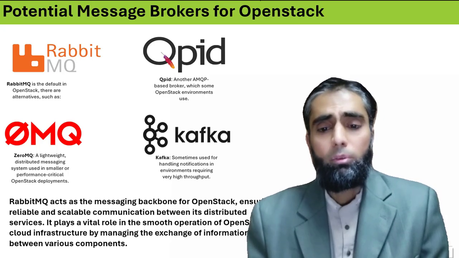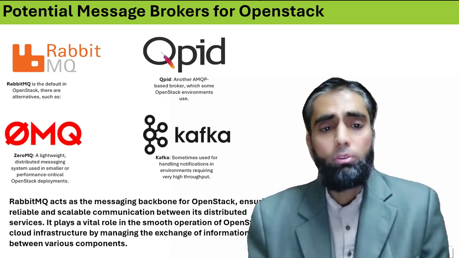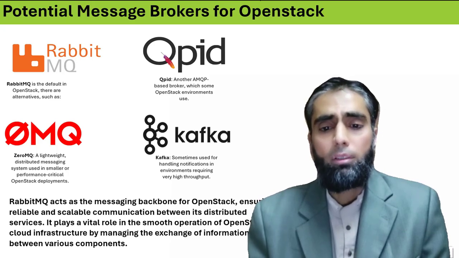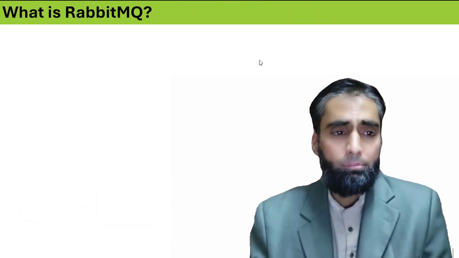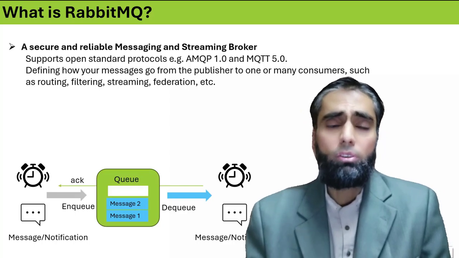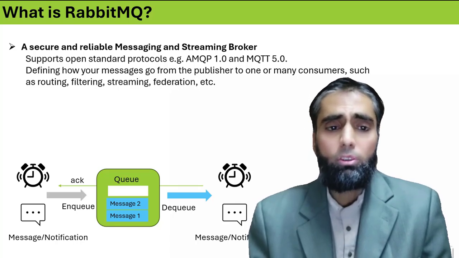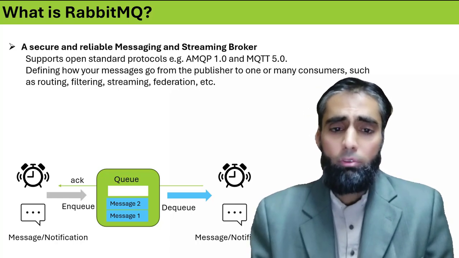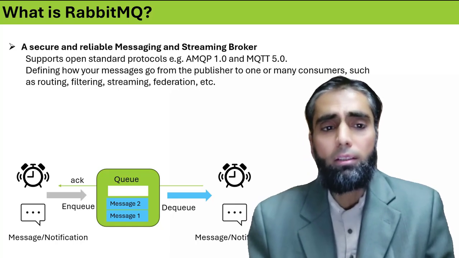However, we need to note that RabbitMQ is generally used as the default message broker, and it has a number of capabilities, which we shall discuss in the upcoming slides. So what is RabbitMQ? We said that RabbitMQ is used as the default messaging broker for OpenStack. So we shall go through how it works and what different components it has. First of all, RabbitMQ is a reliable messaging and streaming server.